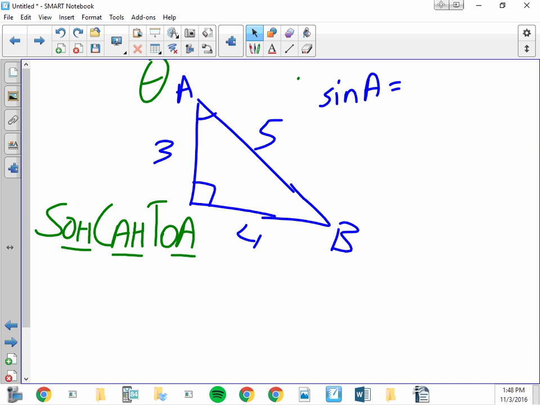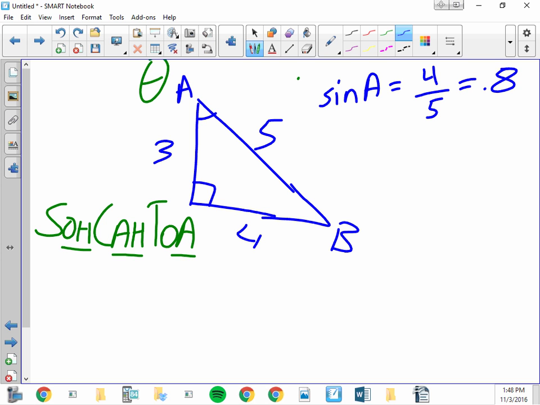O would be the opposite side, so if you look at angle A, which of those values is opposite angle A? 4. 4 over, and which is the hypotenuse? 5. Now, I think the front side of your worksheet wants the fractions, and the back side of your worksheet wants the decimal. So you write 4/5, or you could type in 4 divide 5 in your calculator, and it's going to spit out 0.8.